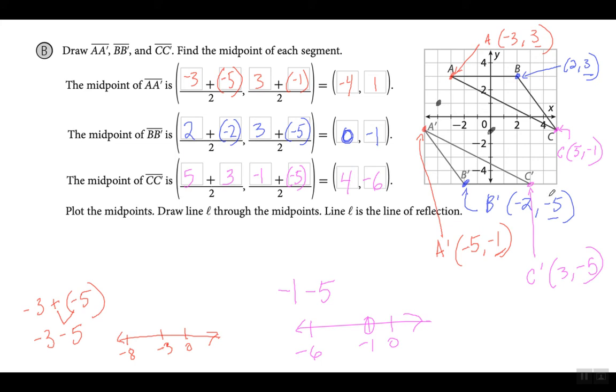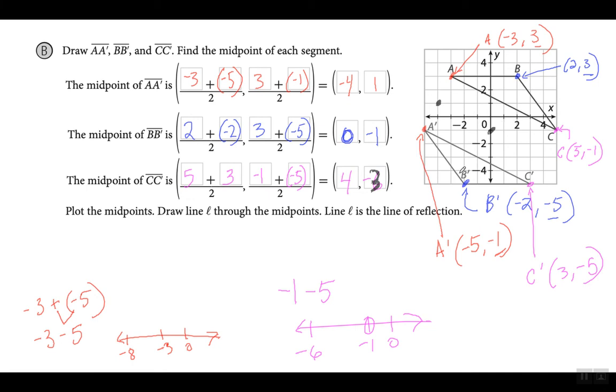Did I make a mistake here? Let me just check to make sure. 5, negative 1. That one's right. And C prime is located at 3, negative 5. That's right. I added them. Negative 1 plus negative... yeah, I did make a mistake here, guys. Hopefully you caught that before I did. Negative 6, I forgot to divide it by 2. This should be negative 3. Sorry about that. I'm too far in the video to go back, so we're just going to leave this. This one should be at positive 4, negative 3.